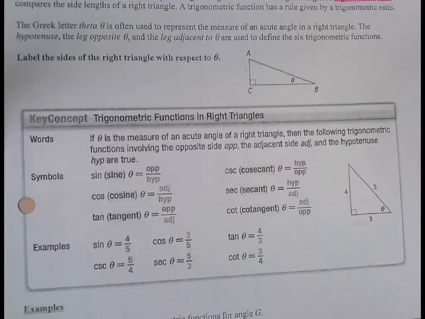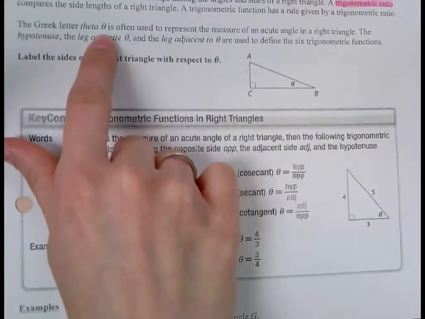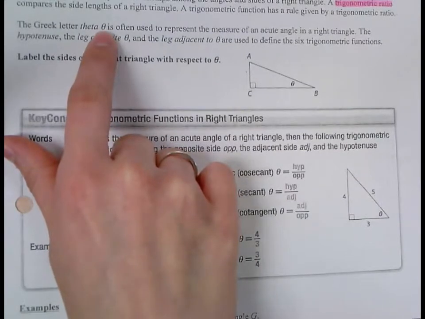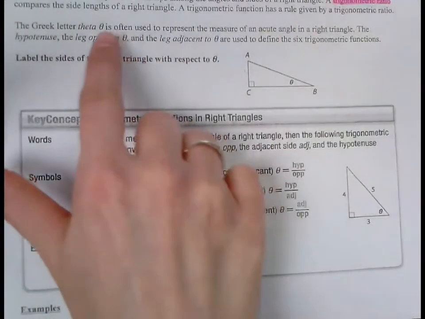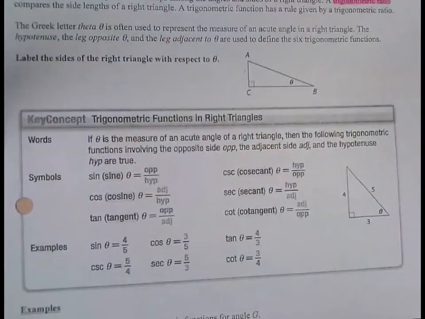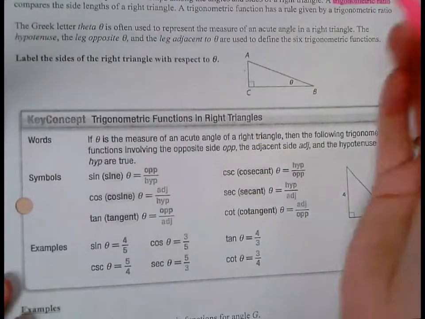I have up here as well, I know in our last unit with statistics, we got into where some of the notation involved Greek letters. And we see that in trig as well. You will probably see, and you probably have seen before, the Greek letter theta. So it looks like an O with a horizontal line through it. That is often used to represent the measure of an acute angle in a right triangle.